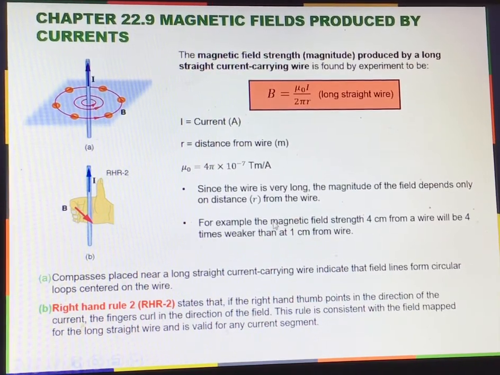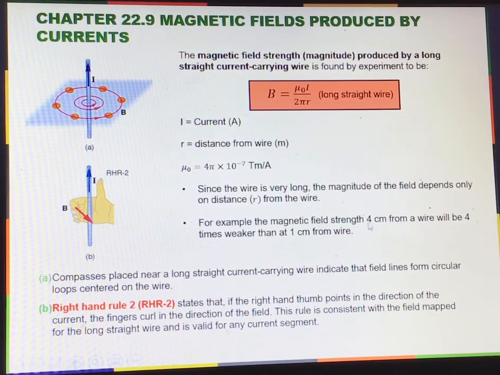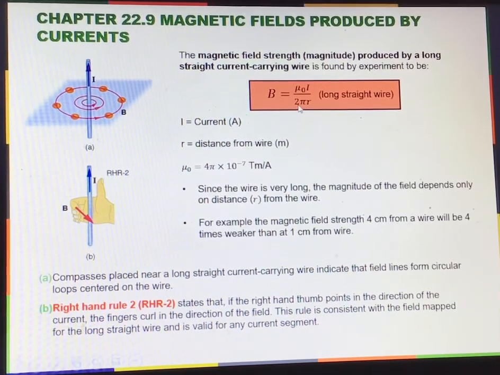So for example, if you calculate a magnetic field at a distance that is 4 centimeters from the wire, you expect to get a value that will be 4 times smaller than at the point that is 1 centimeter from the wire. So again, if I calculate my magnetic field at this point here, it's going to be larger than the magnetic field at this point. So as you go further away from the wire, the strength of the magnetic field is going to reduce. Now this equation tells me how I can calculate the magnitude of the magnetic field.